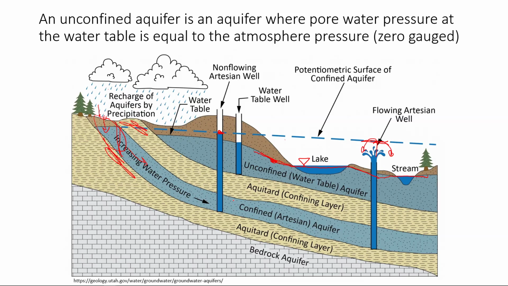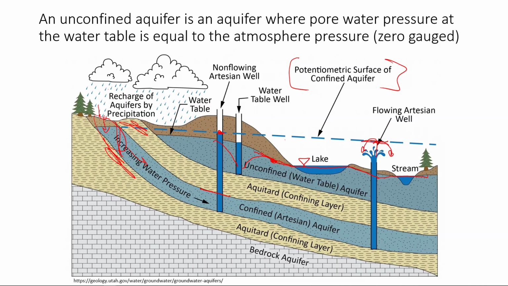So if I start pumping from this aquifer, the water level will not go down. What will go down would be the potentiometric surface. If I start pumping from here, the water level will go down. I will dewater this aquifer, I will drain this aquifer, I will empty these pore spaces.